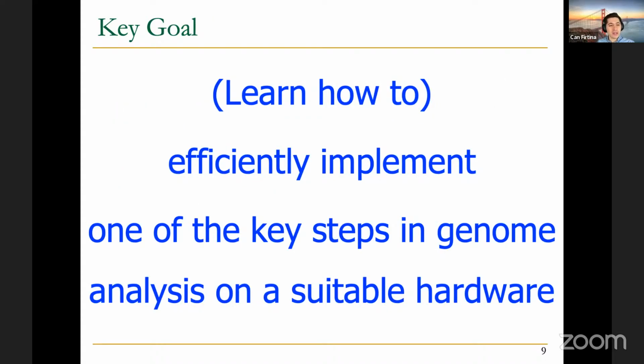hopefully by achieving the objectives of the course, we really hope that the students by the end of the semester will learn how to efficiently implement one of the key steps. So they're going to learn the key steps in genome analysis, and then they're going to learn how to efficiently implement one of the key steps in genome analysis on a suitable hardware, right? So the suitable hardware part is also critical. Knowing which hardware is suitable is also another skill, right? So you should really know the requirements of hardware, for example, processing in memory, FPGA, or GPU, so that you can answer the question whether that hardware is suitable or not.